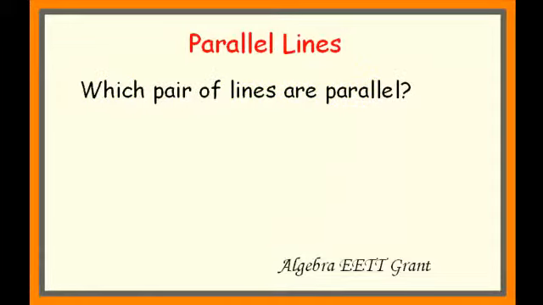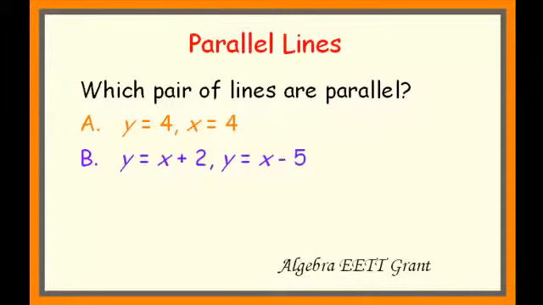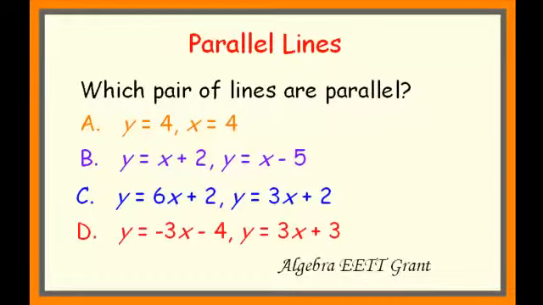Now let's look at an example. Which pair of lines are parallel? Remember, whenever you're looking at the choices, you're looking to see if their slopes are the same and their y-intercepts are different. So if you look at our four choices given, you're going to notice that the only pair of lines where the slopes are the same and the y-intercepts are different, therefore they are parallel, is B.